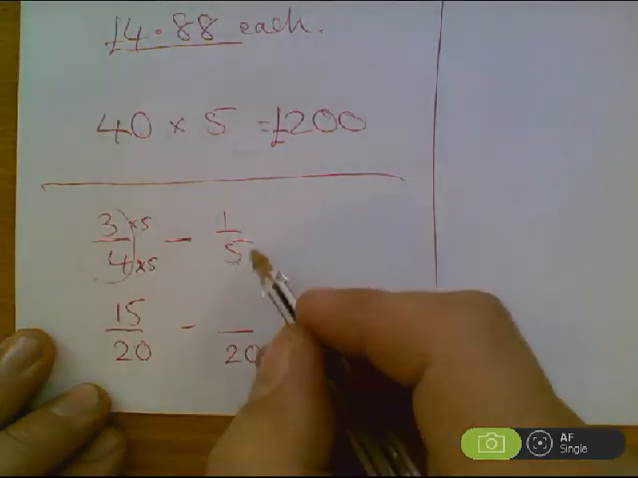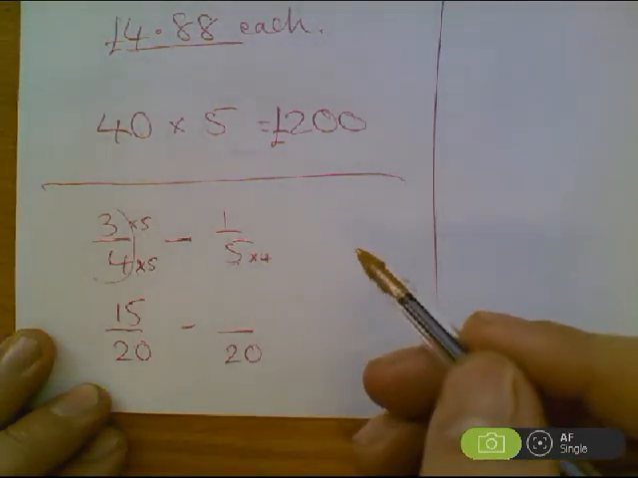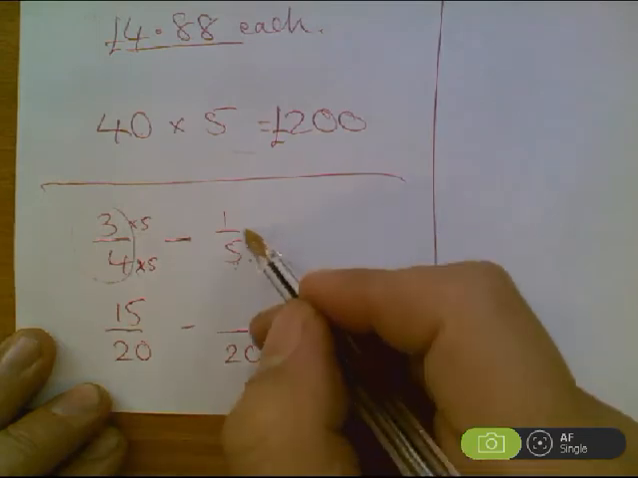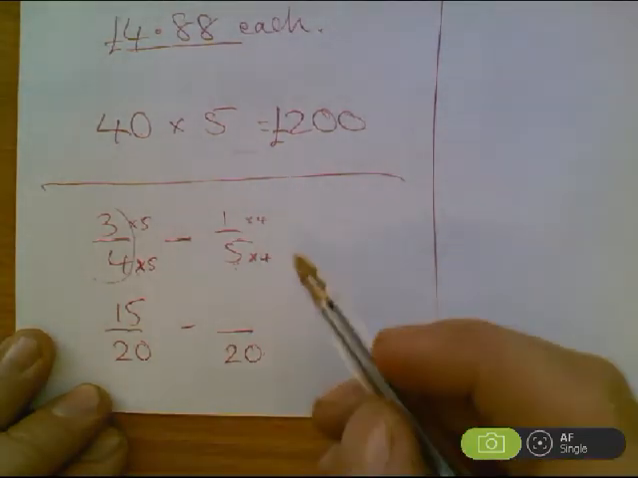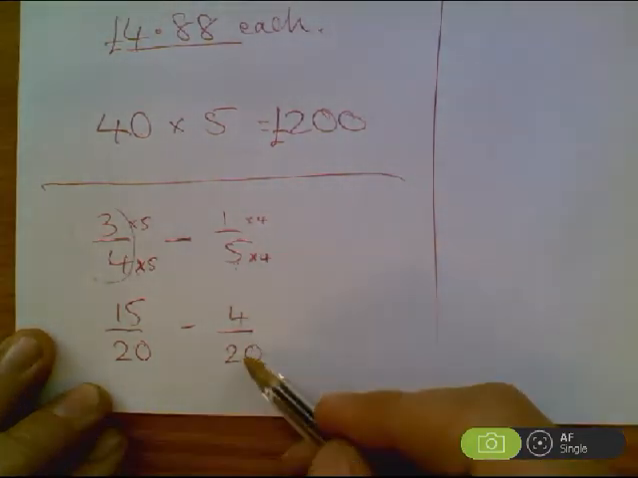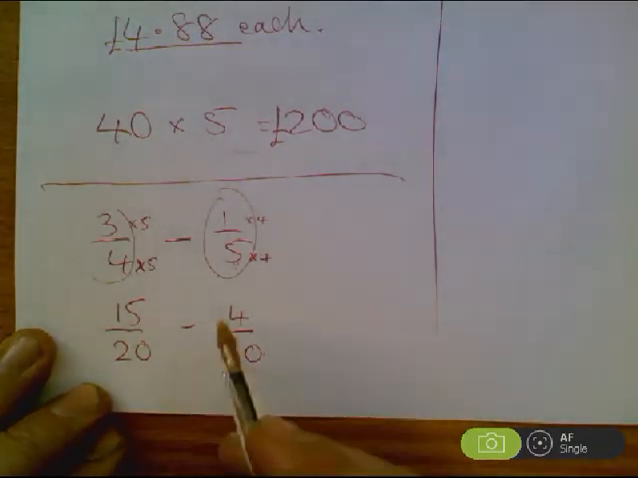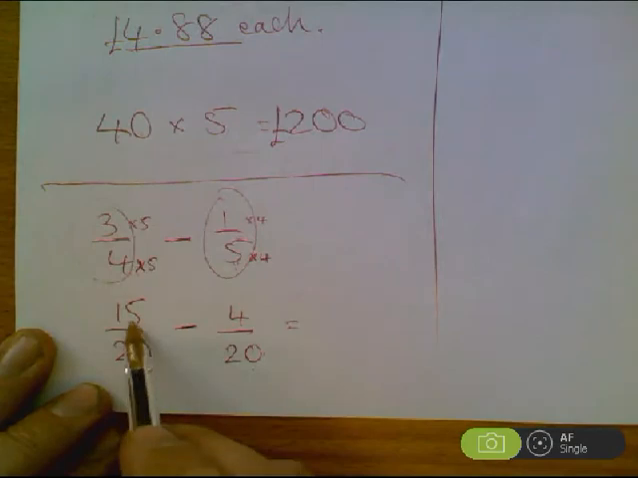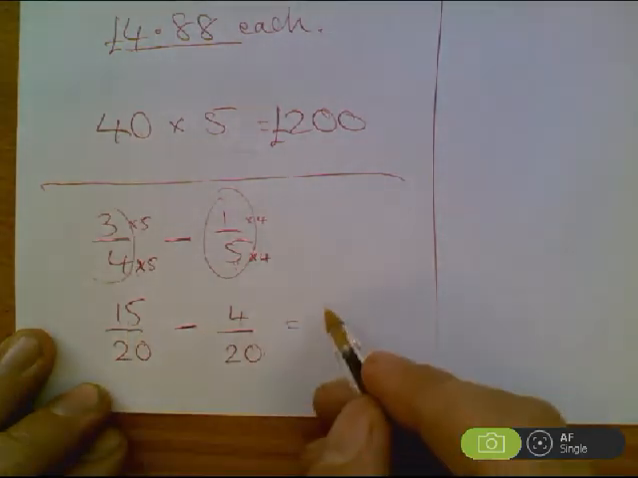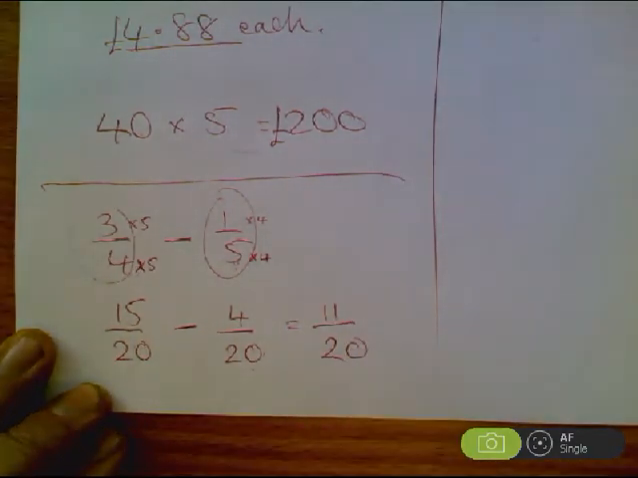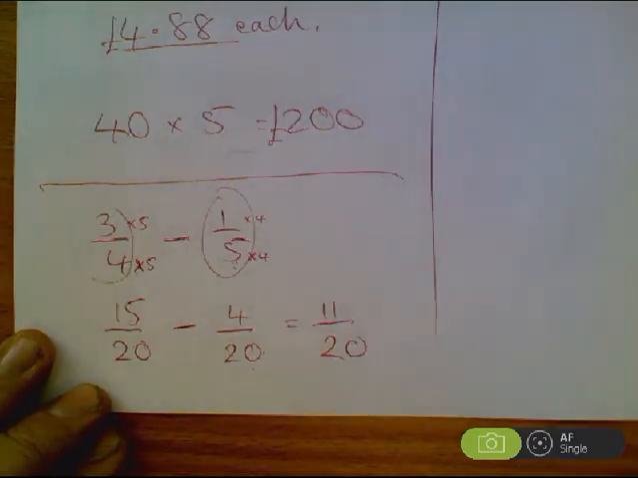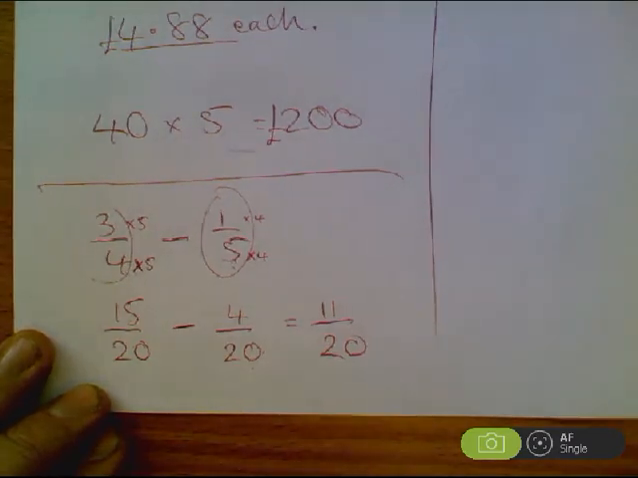A 1/5, if I times the bottom by 4, I'll get to 20. So I've spotted that. So I have to do the same to the top. So this becomes 4/20. So 1/5 is equivalent to 4/20. Now that the bottom numbers match, I can do the subtraction. 15/20 take 4/20 is 11/20. So that's 15 take 4. 20ths don't change, of course, because they're still 20ths, even though I've taken 4 of the 15 of them away. So that's a subtraction.